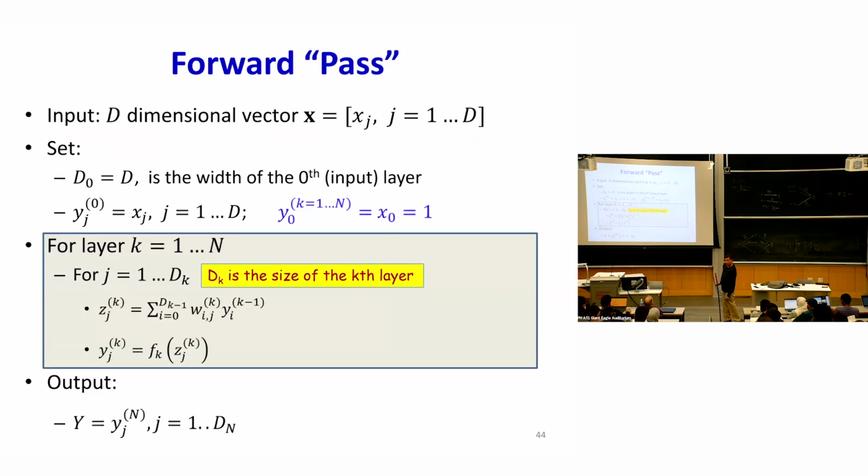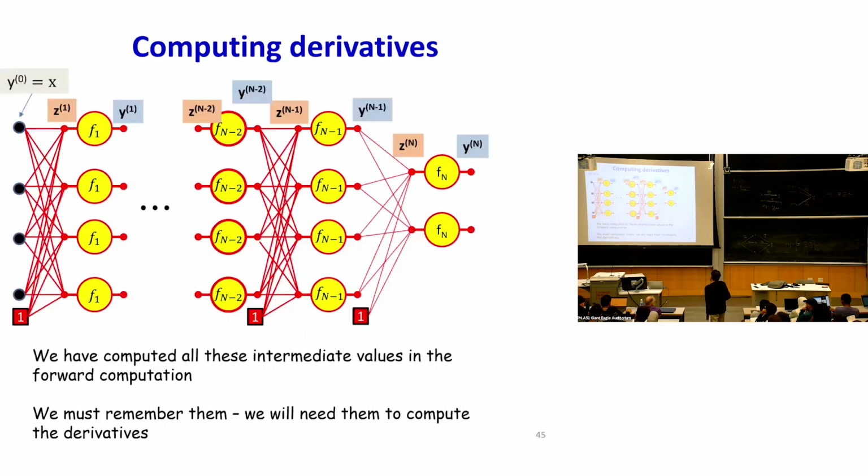I can write the pseudocode for this. Very easy again. I set y_j^0 equals x_j for all of the input dimensions. We loop through the layers. Within each layer, we loop through all the neurons. For each neuron, you compute the affine value and then pass the affine value through an activation to get the output of the neuron. And the output of the final layer is just the output of the network. Trivial. And so we have now computed all of these z and y values. We must now use these to compute derivatives going backwards.